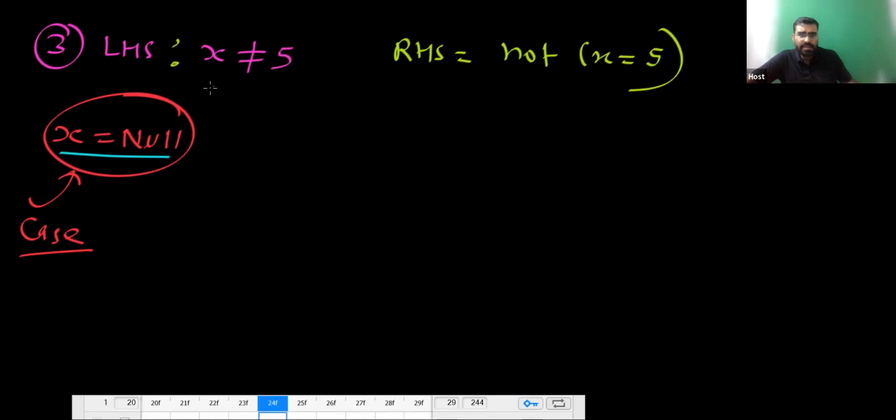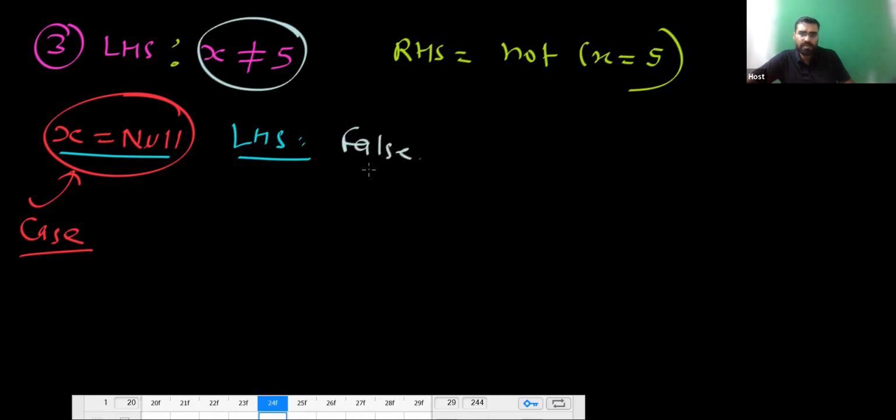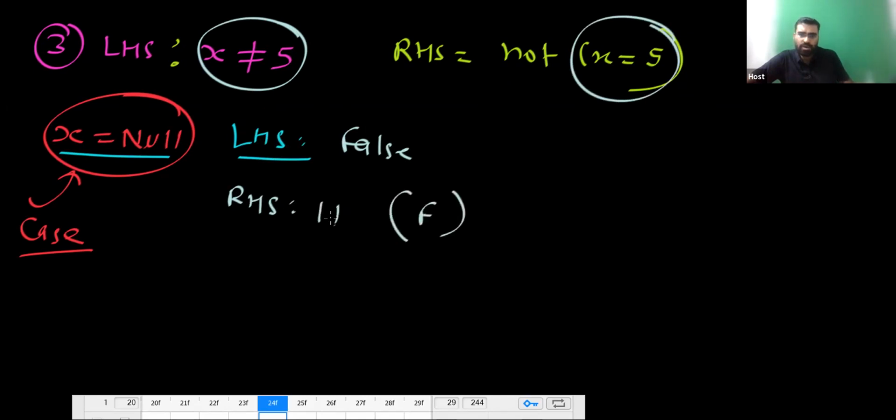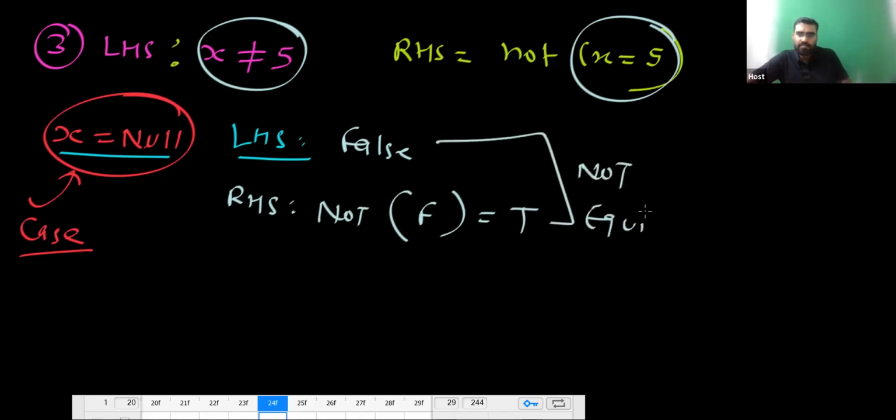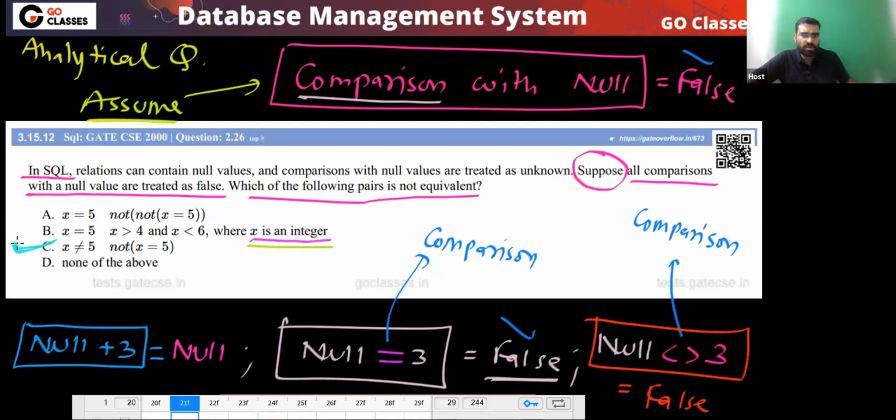If x is null, then LHS will be what? This is a comparison, so this will be false. What will be RHS? This is a comparison, so it will be not of false equal to true. So you can notice they are not equivalent. This is the trick in this question. The question is asking which are not equivalent. The answer will be option C.